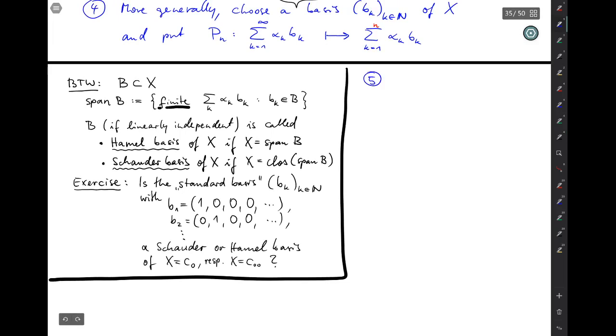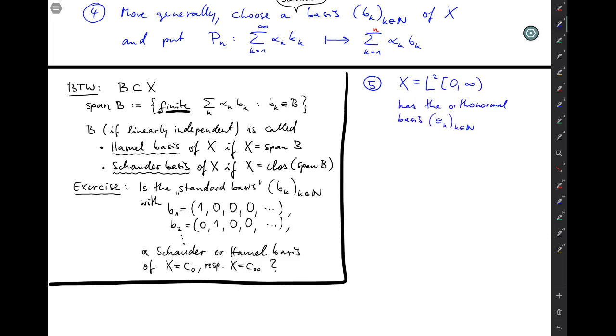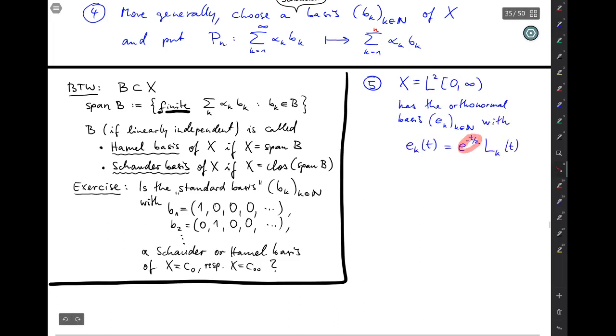Our fifth example is a particular instance of example number 4. If we have L2 on the positive half line, then we can write down explicitly an orthonormal basis where the kth element is given by e to the minus t half times the kth Laguerre polynomial at point t.